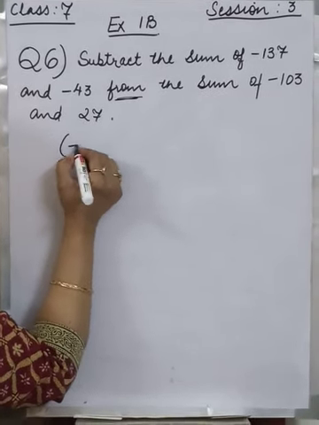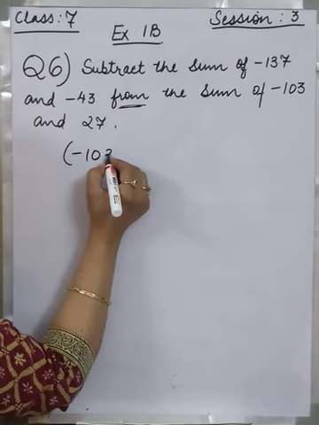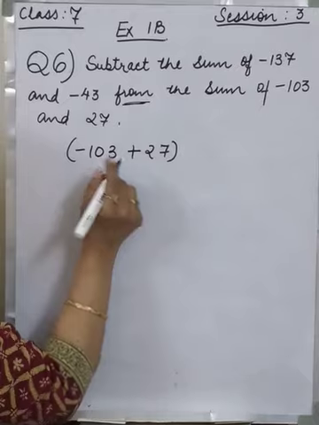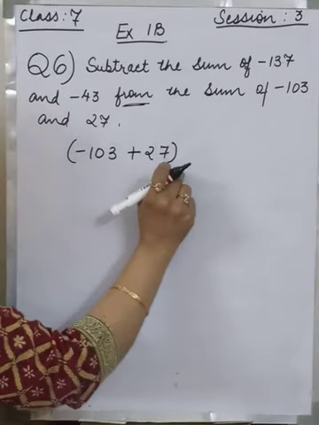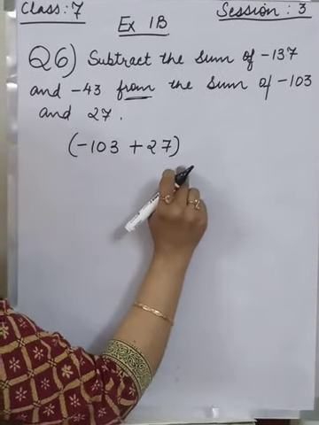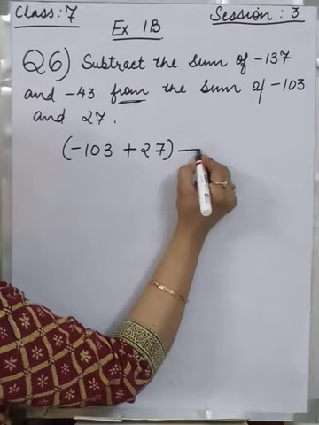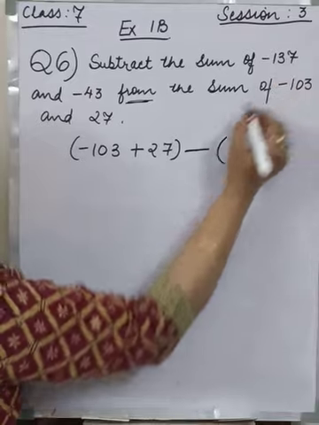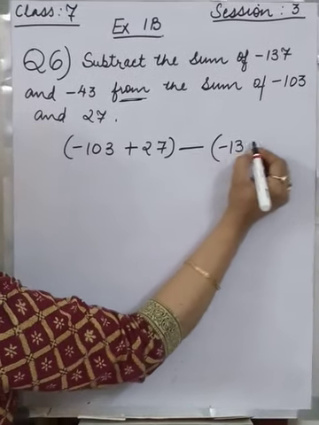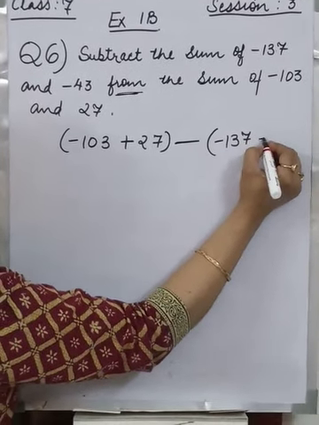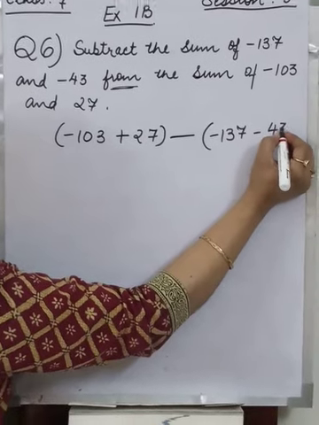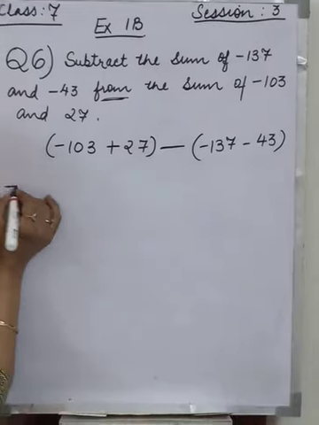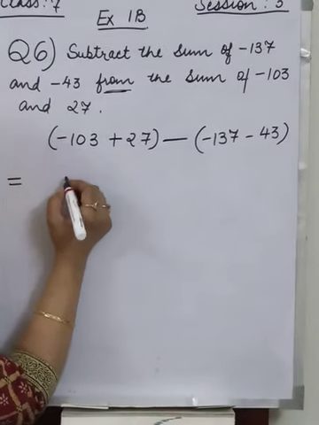Sum means we are finding the sum of these two numbers, minus 103 and 27. These are the two numbers after the word from. Then we have to subtract. What are we going to subtract? Sum of minus 137 and minus 43. This way we write the expression and then we solve it.